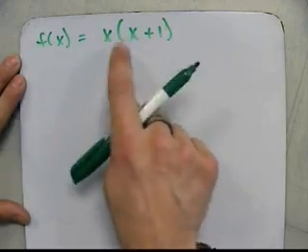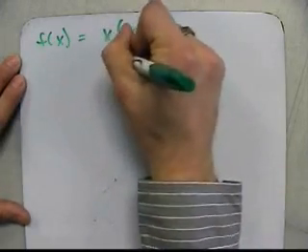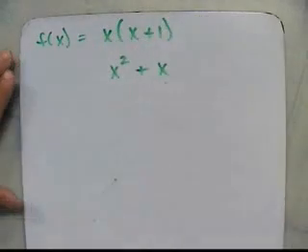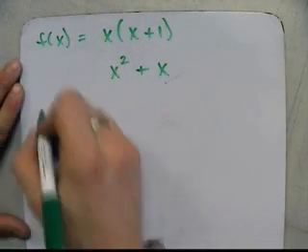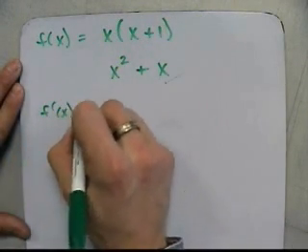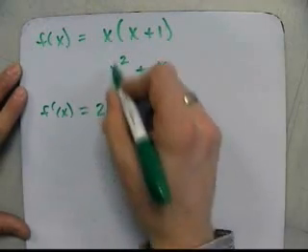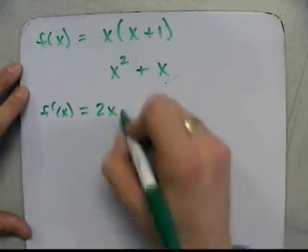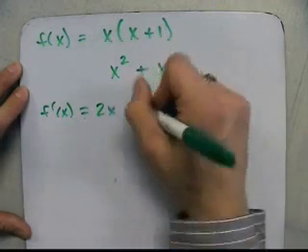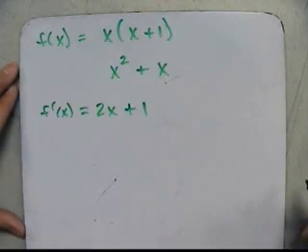So we're going to distribute this x into everything. It's going to give me x to the second power plus x. Now I can just take the derivative of that using the power rule. Multiply the 2 in the front, so this will be 2x, drop the power by one, so x to the first, plus the derivative of x, which is just 1. So 2x plus 1.